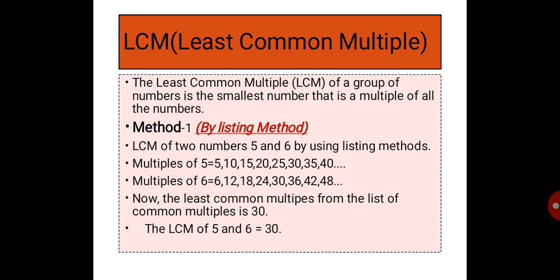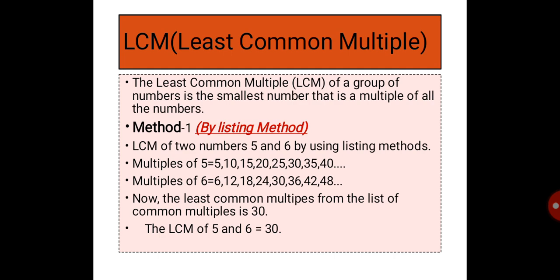Here I have given the first method, that is the listing method. Here we have to find the LCM of 5 and 6. The multiples of 5 are 5, 10, 15, 20, 25, 30, 35 and so on. Similarly, the multiples of 6 are 6, 12, 18, 24, 30, 36 and so on. The common multiple in both is 30. So the LCM is also 30.